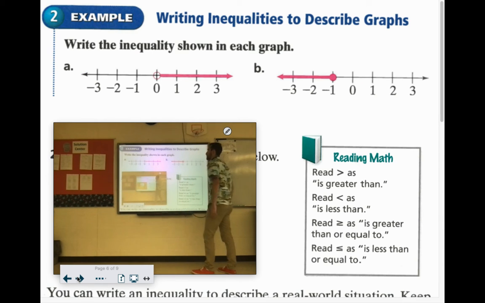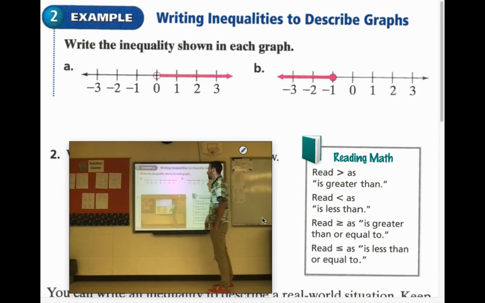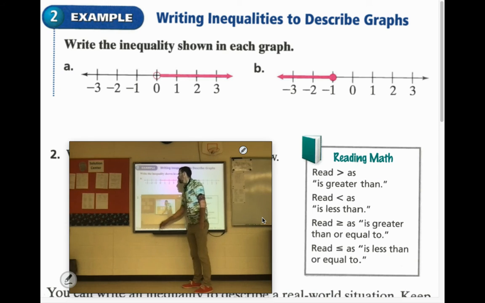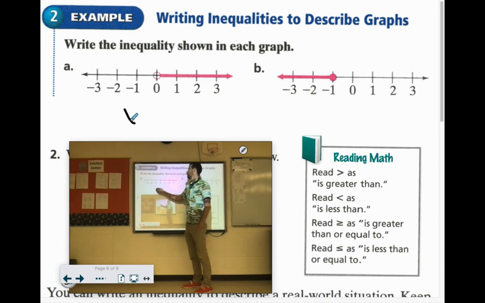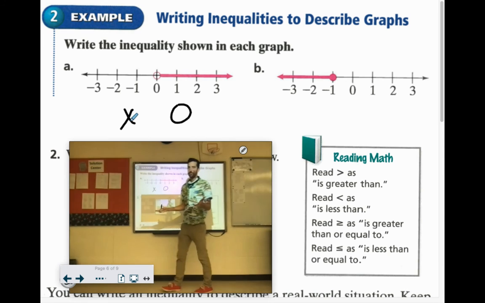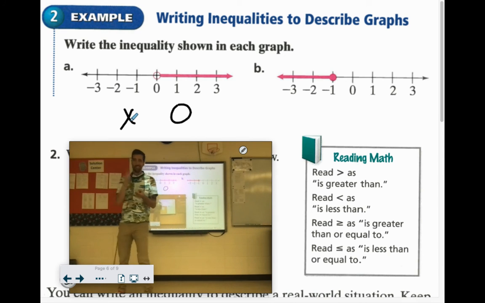Write the inequalities shown in each graph. Ooh, this is really fun. Let's just use x and the number that has a dot, 0. This is basically a fill-in-the-blank question. Is it less than, greater than, less than or equal to, greater than or equal to? Well, it's an open dot, so it's got to be either less than or greater than, and it's shaded to the right, so that would be greater than. So x is greater than 0.